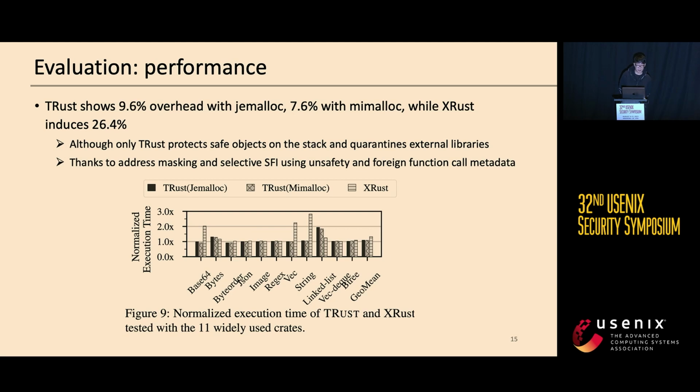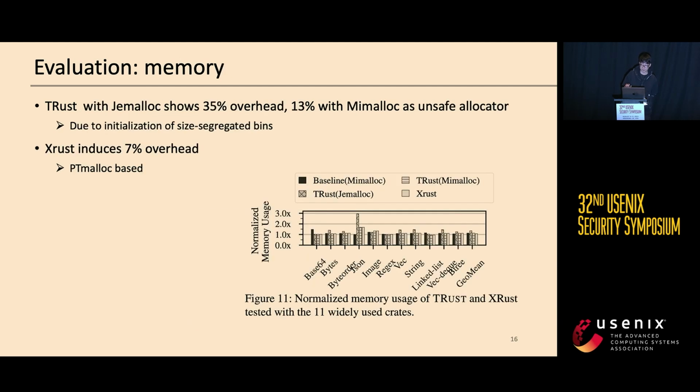We measured normalized execution time with 11 widely used Rust crates and compared it with XRust. As a result, T-Rust shows 9% overhead with JMalloc and 7% with memalloc, while X-Rust induces 26% overhead. Although only T-Rust protects safe objects on the stack and quarantines external libraries, thanks to address masking and selective SFI using unsafety and foreign function call metadata, T-Rust outperforms X-Rust in performance.